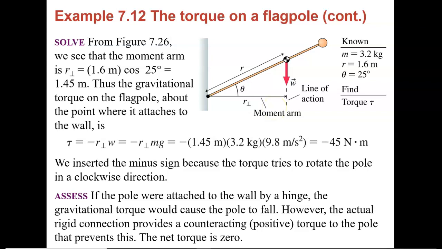Okay. We see that the moment arm is 1.6 meters times the cosine of 25, because we know our angle. We're going to figure out the moment arm here. And we know that our moment arm is 1.45 meters. So torque is going to be your force, which is the weight of your object, times your moment arm.